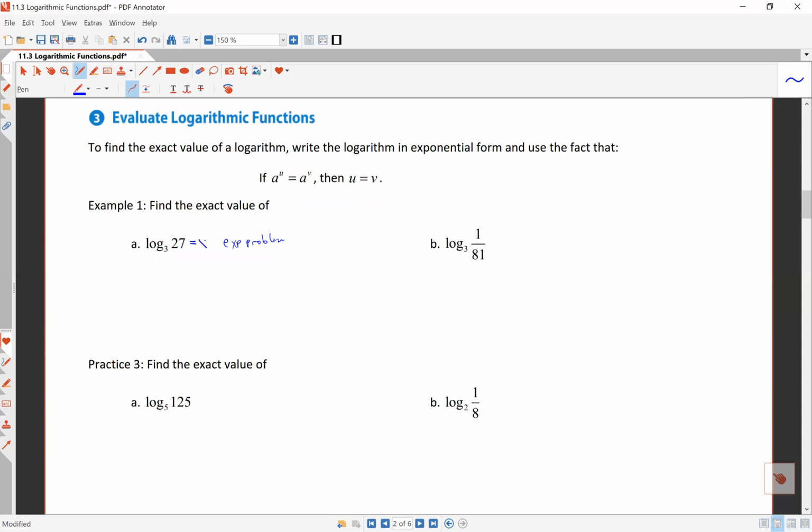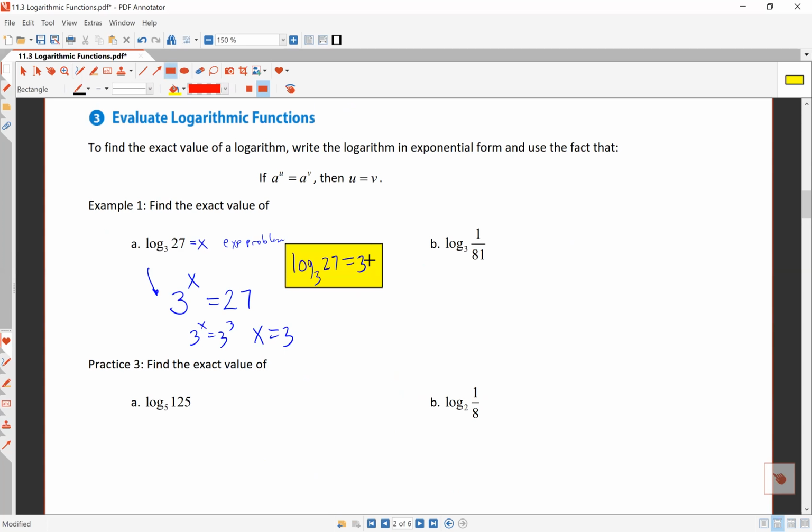I'm thinking of this as some number that I would raise 3 to get 27. We're going to take these and convert them into their exponential statement, and we see that 3 to the x is 3 cubed, or x is equal to 3. So that tells us that the log base 3 of 27 is equal to 3. And we say that's because 3 cubed is 27. The exponent on the base is equal to 27.